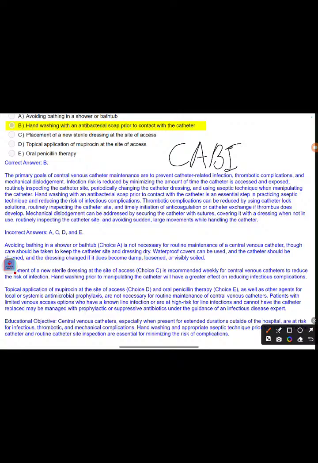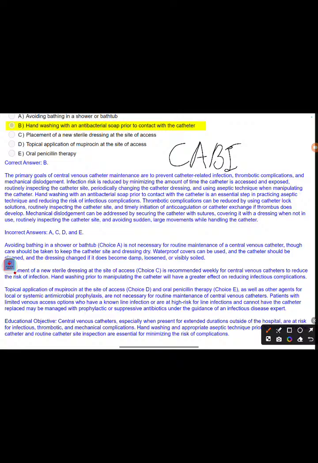Thrombotic complications can be reduced by using catheter lock solutions, routinely inspecting the catheter site, and timely initiation of anticoagulation or catheter exchange if thrombus does develop. So this is very important. Mechanical dislodgement can be prevented by securing the catheter with sutures.